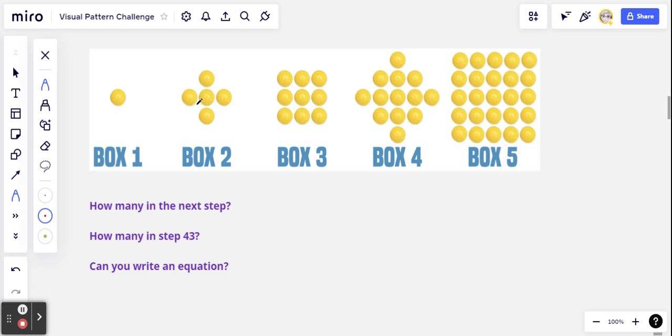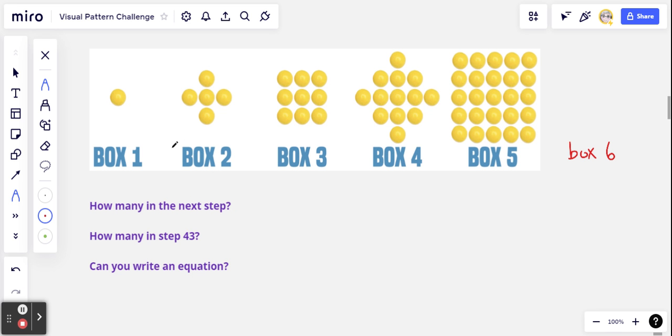Today we've got some yellow balls in boxes. So here's box 1, box 2, all the way up through box 5. And your challenge is to predict the number of yellow balls in box 6. If you can do that, can you predict the number in step 43, in box 43? And can you write an equation that could be used to predict the number of yellow balls in any box at all? This part is particularly tough today. So that's the challenge. If you'd like to accept it, pause the video and see how far you can get.